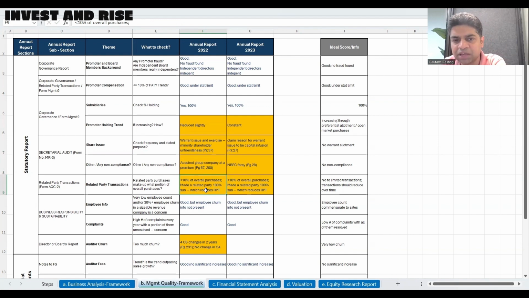Okay, because I believe that this is something that although there are a lot of related party transactions, but the volume of purchases is less than 10%. And plus, वो थोड़ा reduce भी हुआ because they acquired a group company.